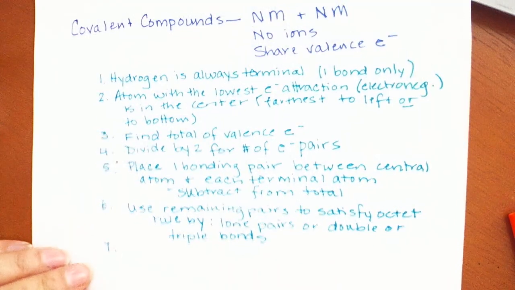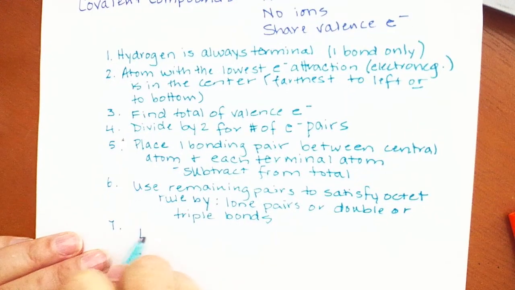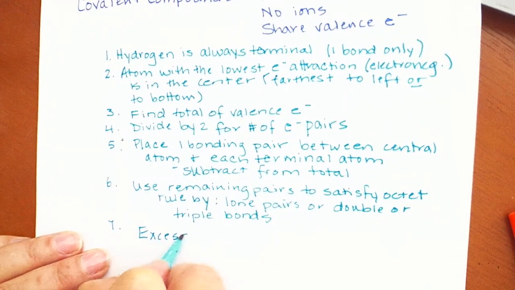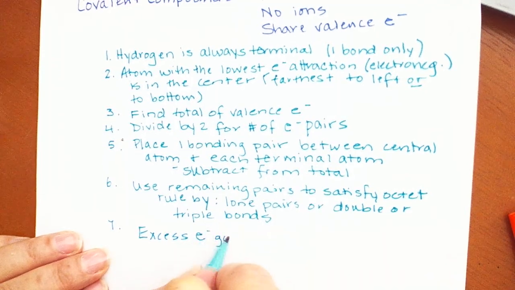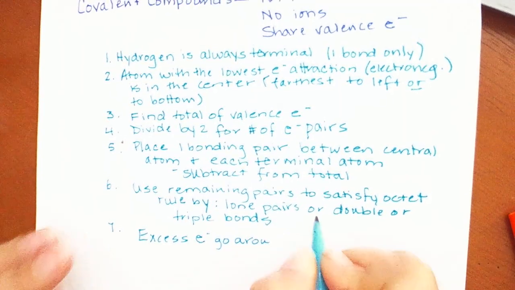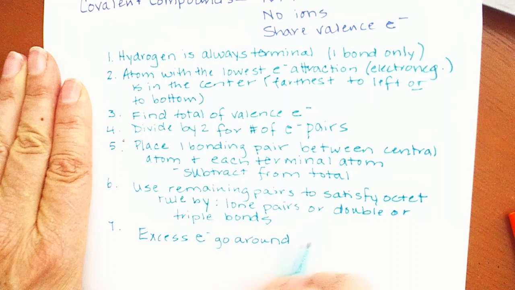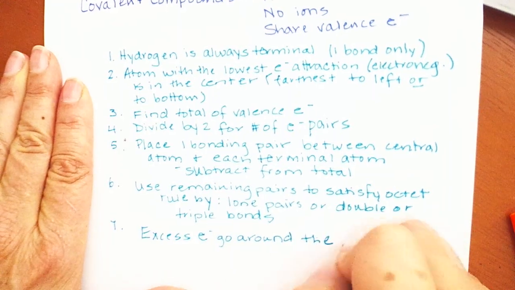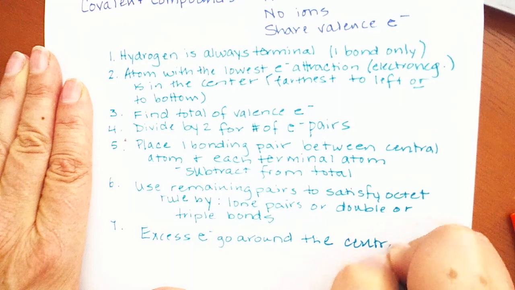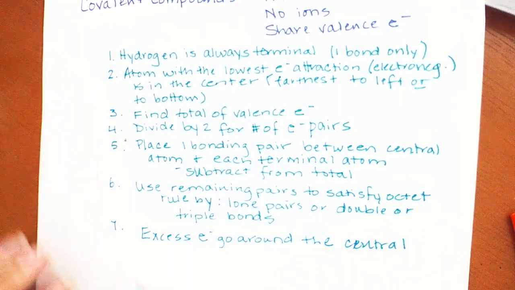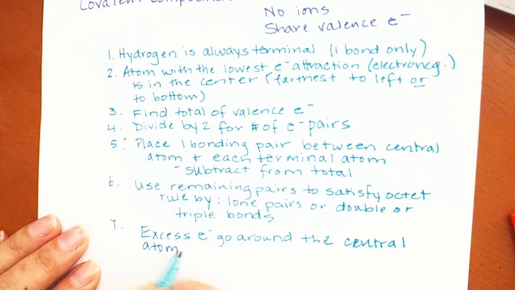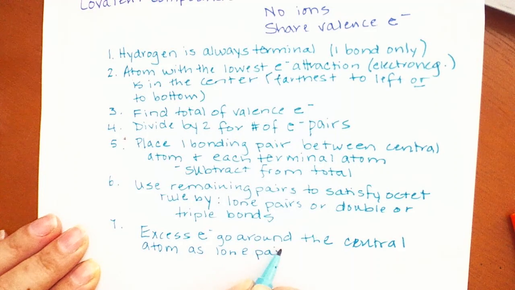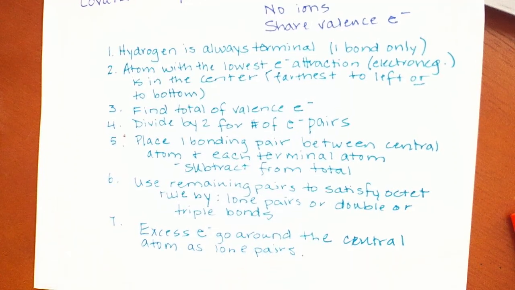Lastly, excess electrons go around the central atom as lone pairs. Okay, because some of those nonmetals can expand to have more than 8, right? We talked about that.